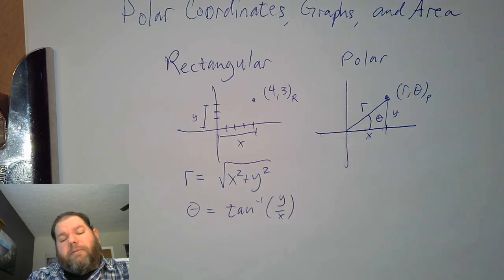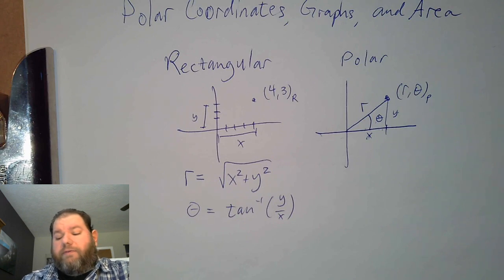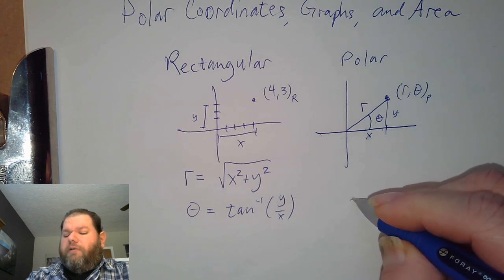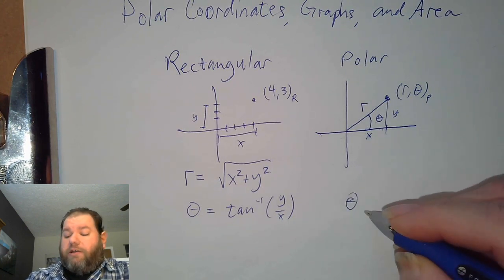We do have to be a little bit careful about theta if y or x is negative, because if one or both are negative, that's putting us into a different quadrant. Let me give you a more precise definition of theta.